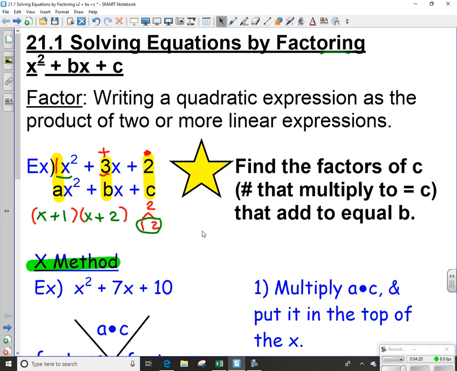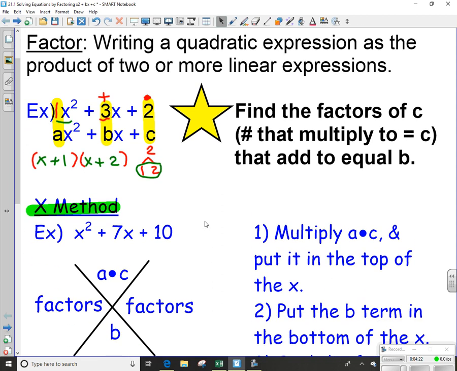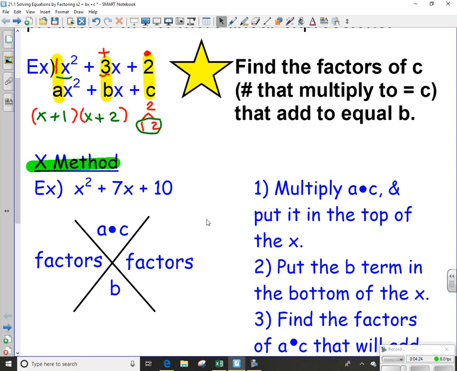Okay. Now, I just told you I'd explain this X method. It is a fail-safe way. You just have to work on those factors. And I'm going to show you a way we can do that.